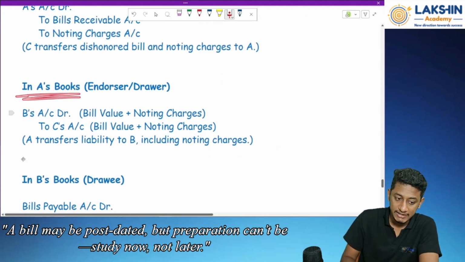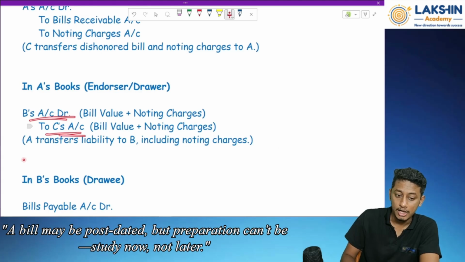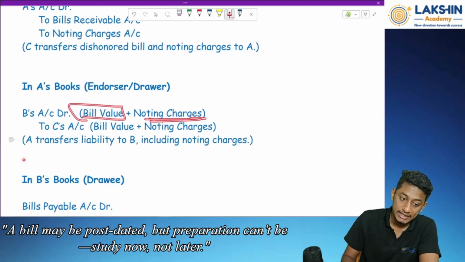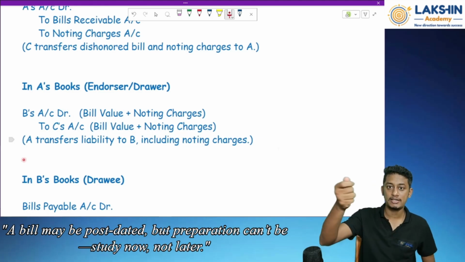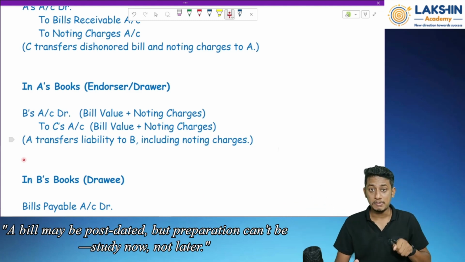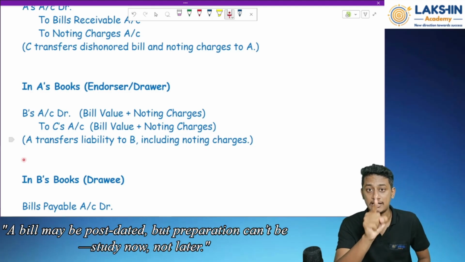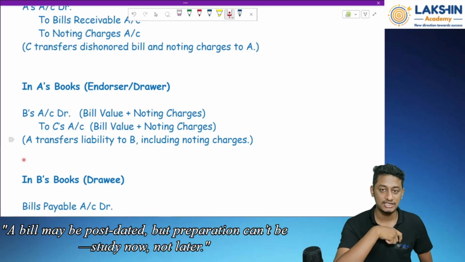Going ahead, in Mr. A's books, again he will pass the entry as what? B's account debited, because he was a debtor, and here in this case he is a creditor. So as I told you, B's account will be debited and C's account will be credited. Debit B's account with the bill value plus noting charges and credit C's account with bill value plus noting charges. Because Mr. A is supposed to pay the noting charges to Mr. C, and it is recoverable from Mr. B, because at the end of the day, who has done the big mess up? Mr. B.